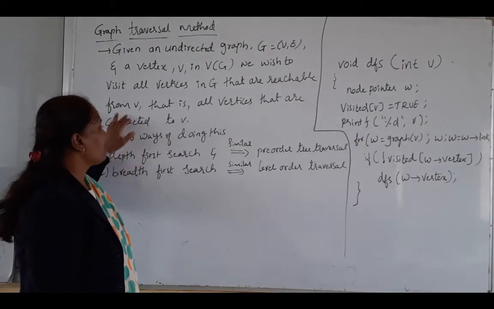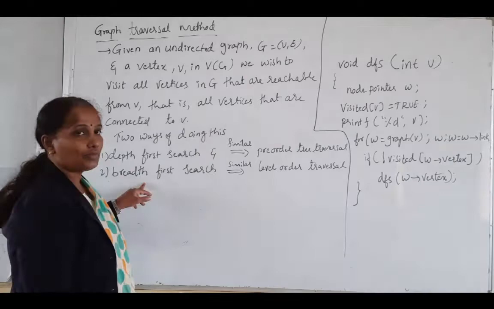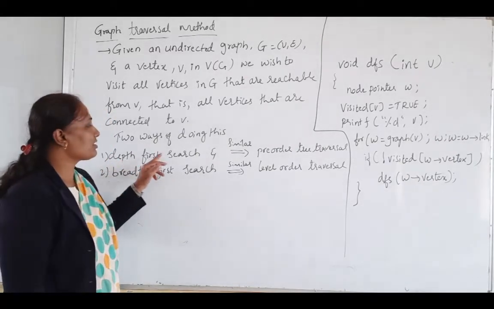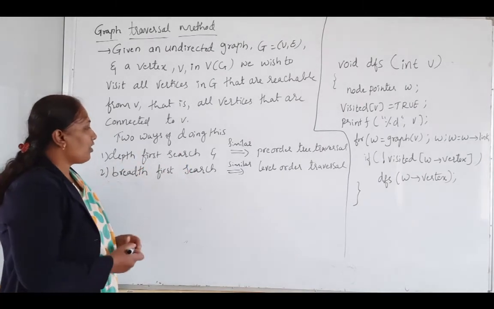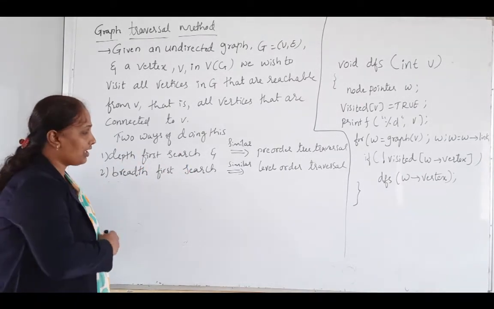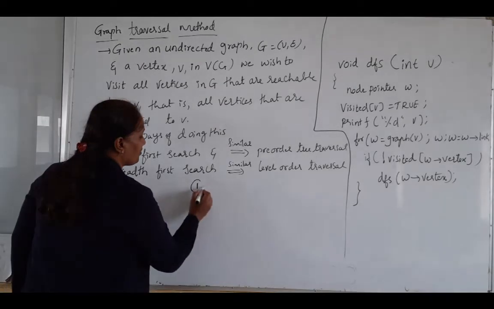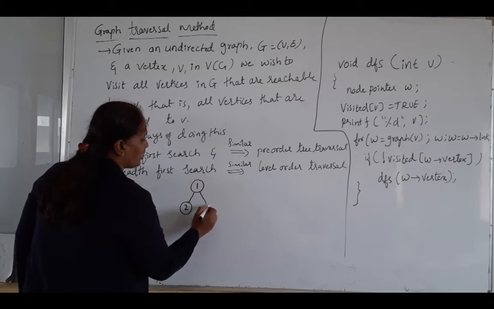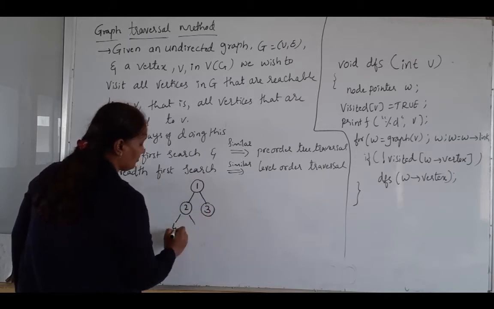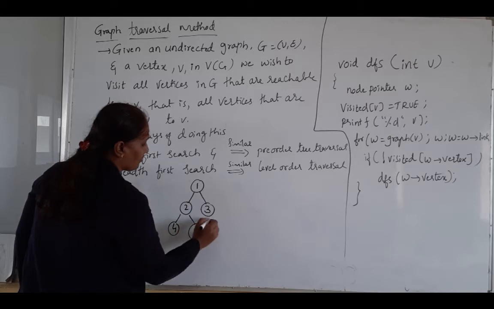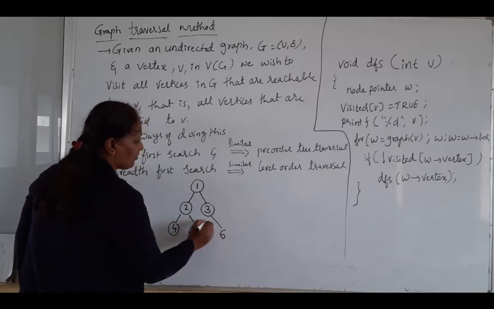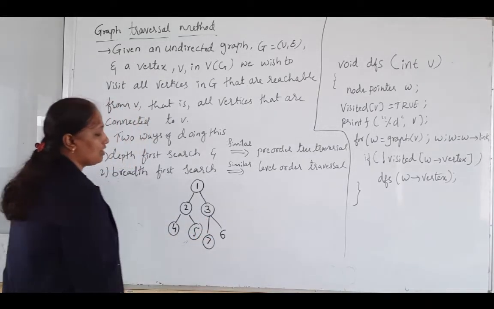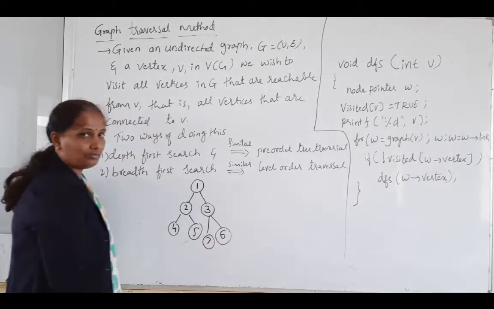So how to do this? You can do this by using the methods DFS and BFS. First we will see the depth first search method. For this we'll consider one graph. As said, it is an undirected graph, so there is no direction in this. So this is the graph given.